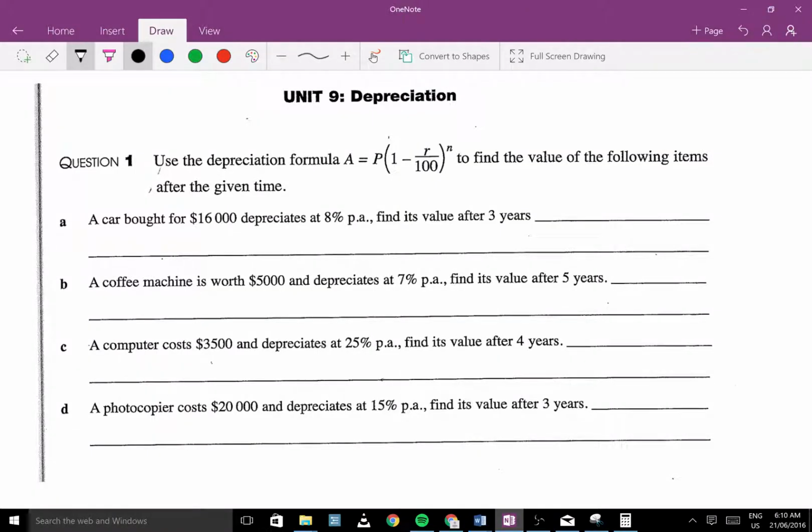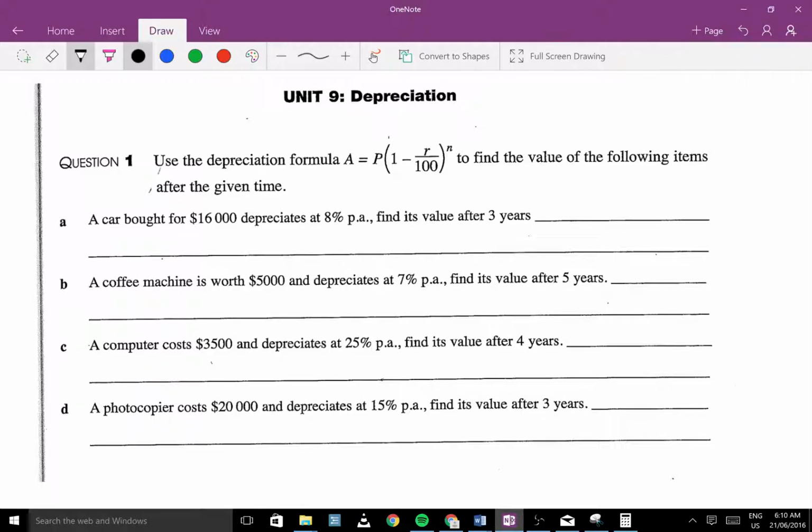Okay, so the first thing I'm going to do is give you a little bit of an intuition for what depreciation is, then we'll go through the first example. So depreciation is just the maths word for how much less stuff is worth from year to year.